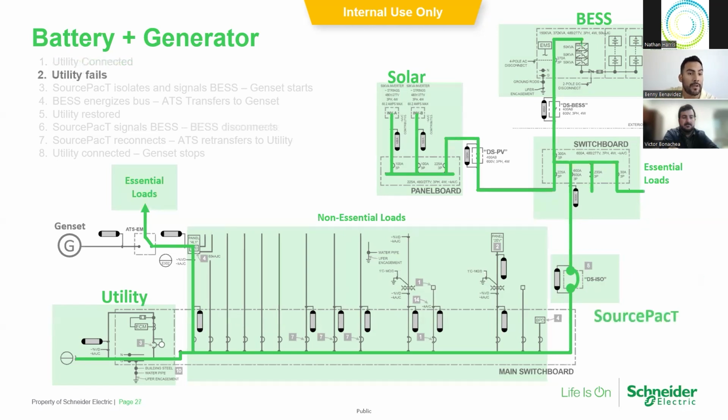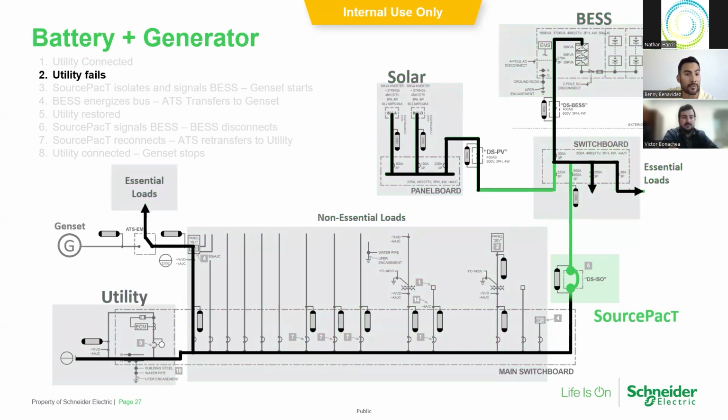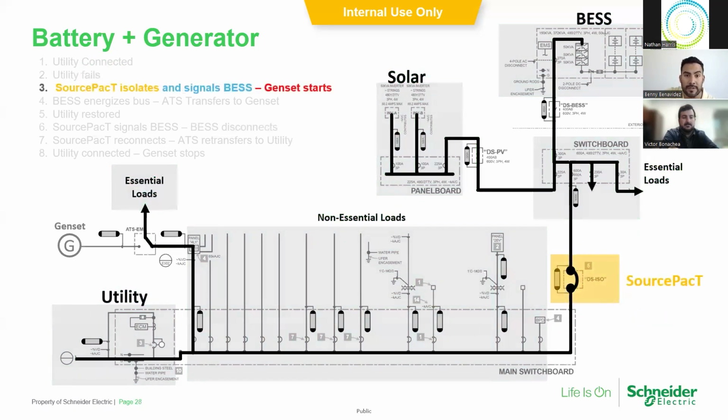Now, when utility fails, both ATS and SourcePack operate independently. The ATS will sense that utility is lost. It will send a contact signal to the generators to start. SourcePack will detect utility has been lost. At the same time, again, those inverters, the energy storage system and solar system will shut down. SourcePack will isolate. It will send a signal to the BESS, telling it to change state from grid tied to grid forming.